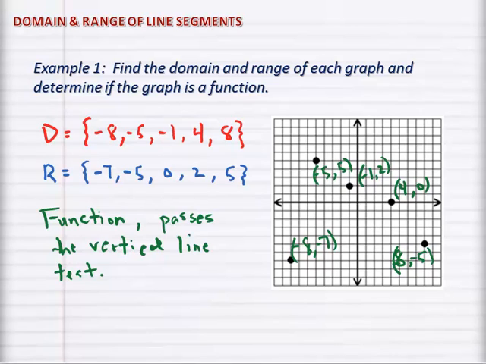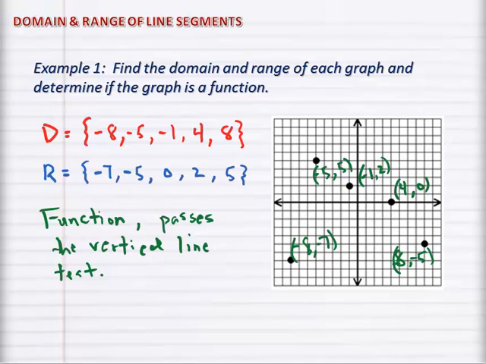Okay, you'll see that the domain is {-8, -5, -1, 4, 8}, and notice I wrote that with the set brackets, and I wrote each value with a comma in between it. The range is {-7, -5, 0, 2, 5}. I did the same thing there, and in both of those I wrote them from least to greatest like you should. This is a function because first of all it passes the vertical line test, and then we can also see from the ordered pairs that none of the x's repeat themselves. So this again was an example of a discrete graph.